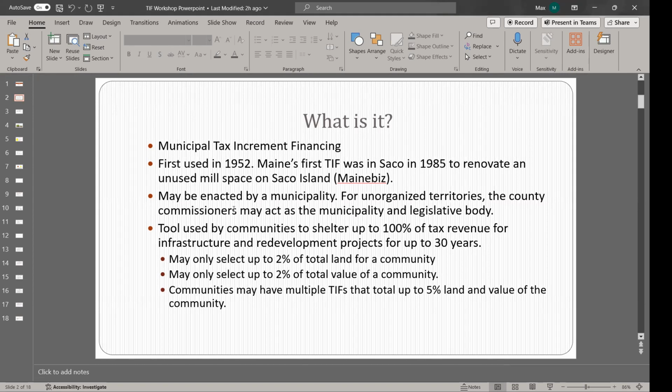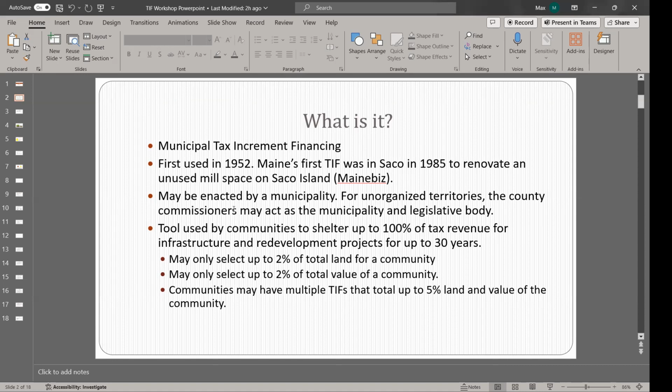It's an economic tool that's been used in the United States for almost 70 years. And here in the state of Maine, it's been used since 1985 to help with the redevelopment and the reuse of a lot of properties in communities. In Maine, the first one was over in Saco to help with redeveloping their unused mill on Saco Island.